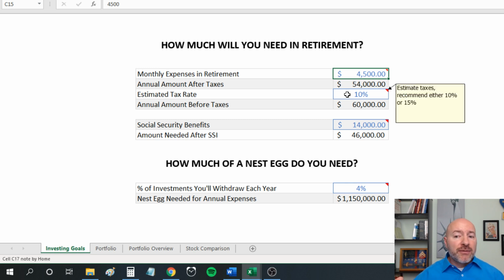Or if your money is coming out of a regular investment account, then that's taxed as capital gains, right? So it's a lower tax rate. So 10, 15% here. I'm going to go ahead and say 15%, and that's going to populate down here.